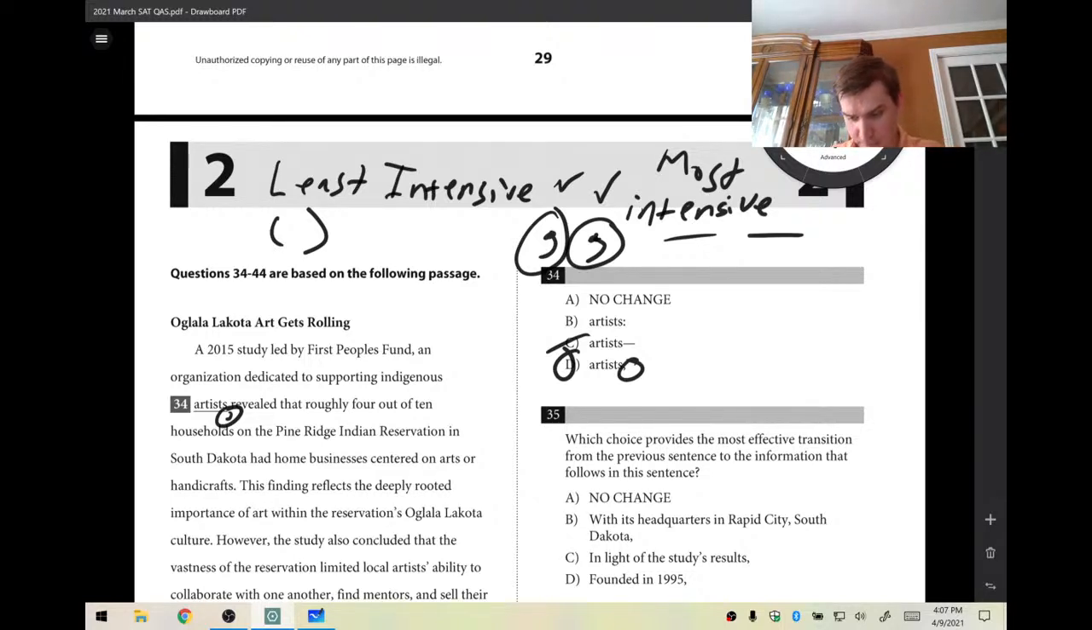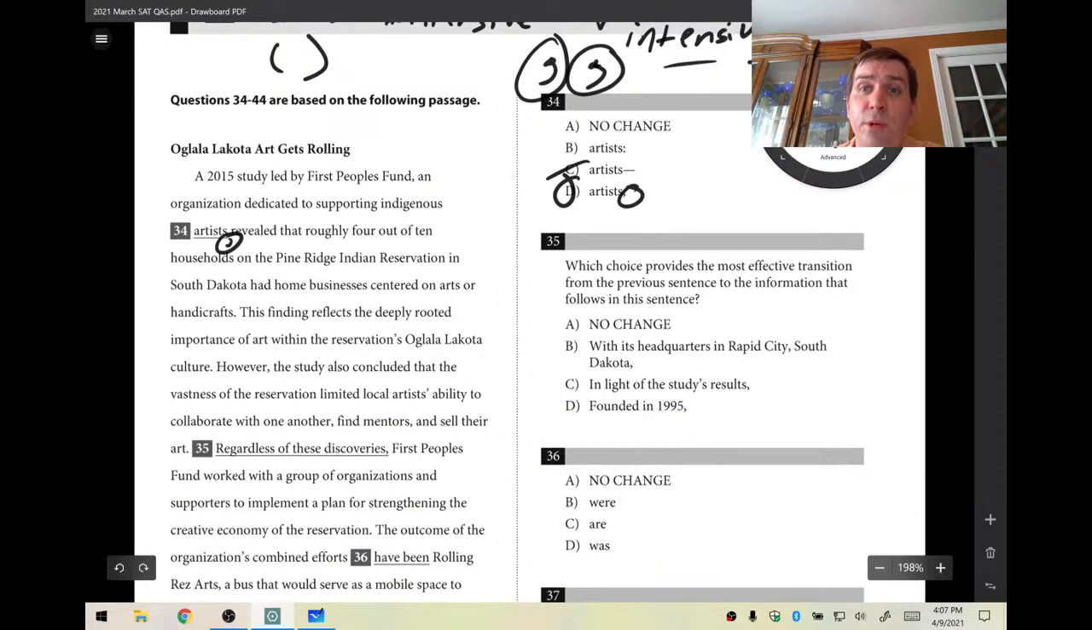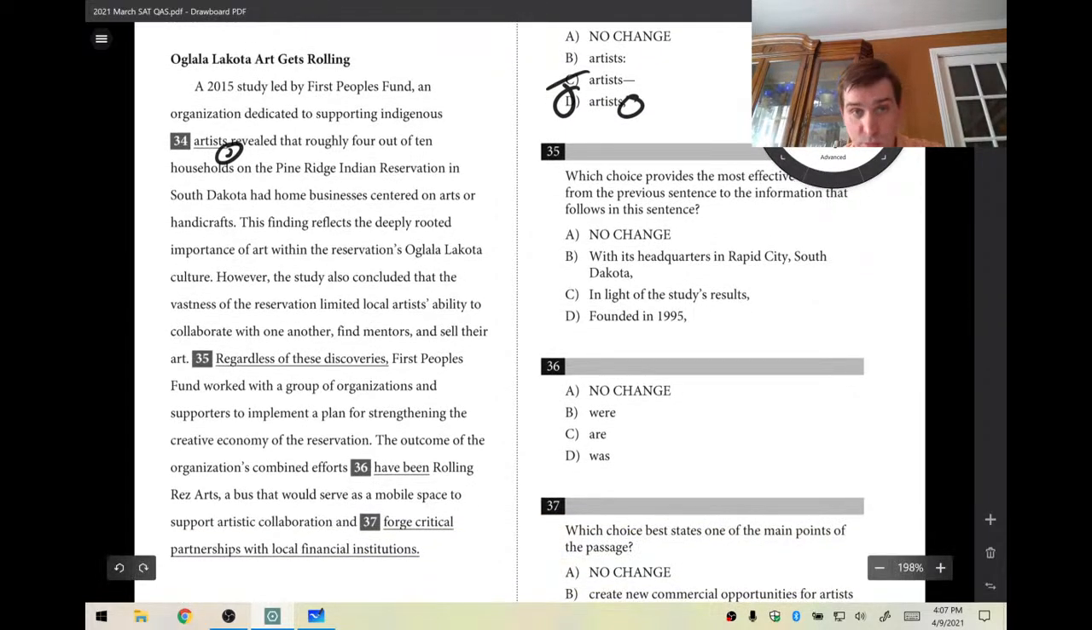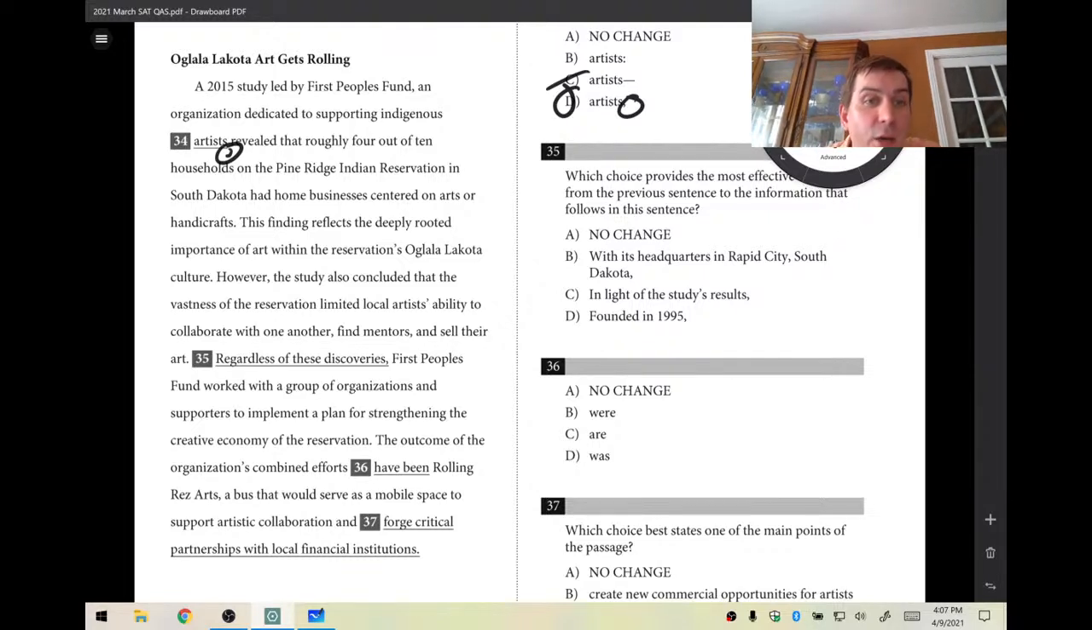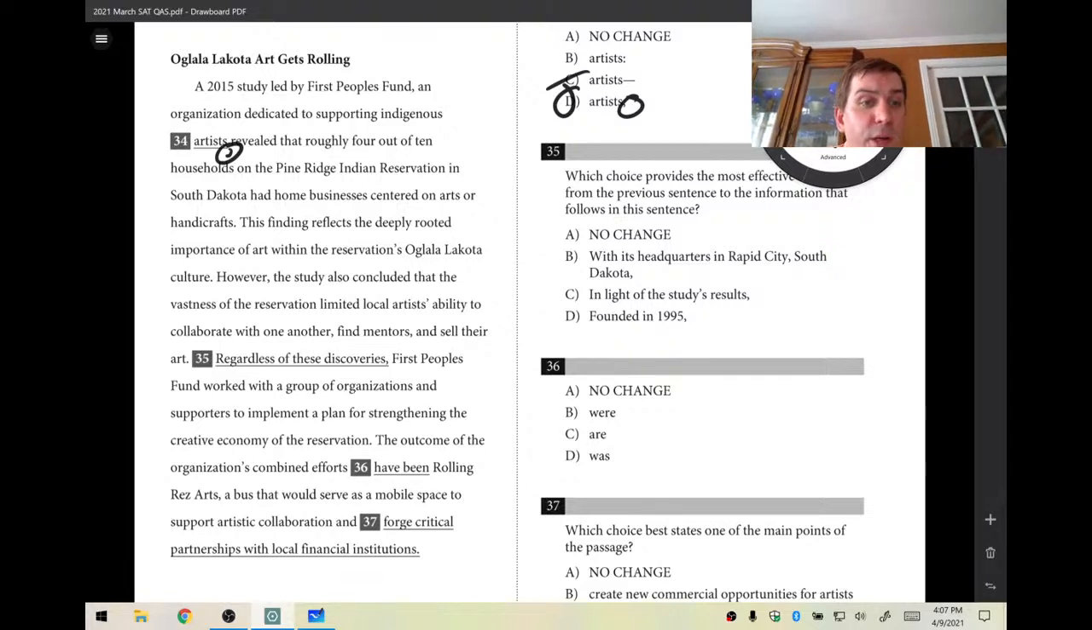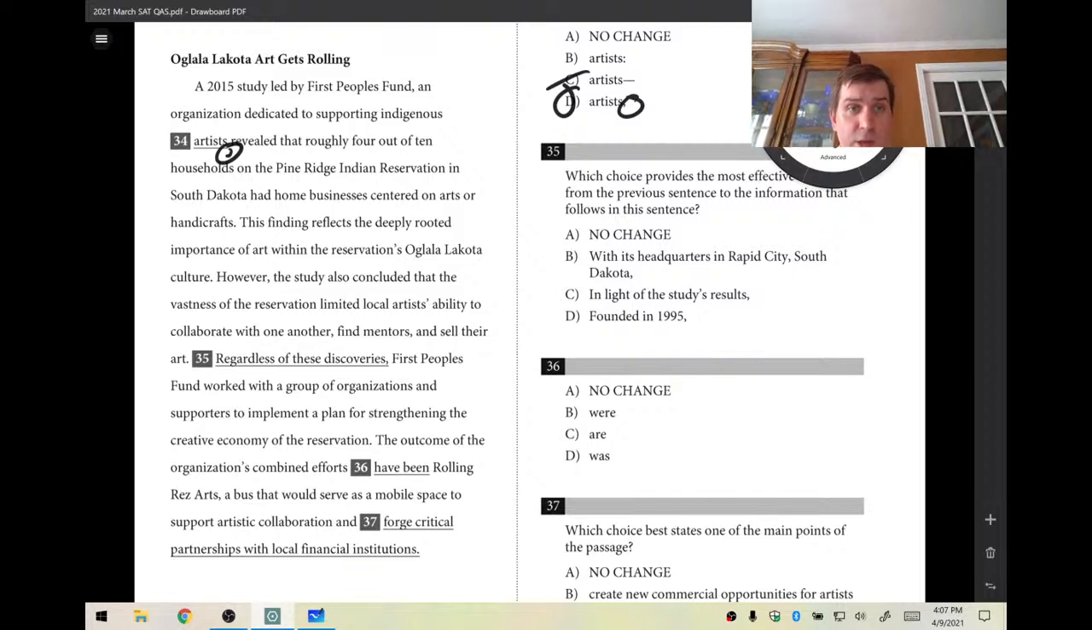For 34. 35. Which choice provides the most effective transition from the previous sentence to the information that follows in this sentence? All right. So regardless of these discoveries, First Peoples Fund worked with a group of organizations and supporters to implement a plan for strengthening the creative economy of the reservation. So I doubt we're going to disregard those discoveries. A is out.